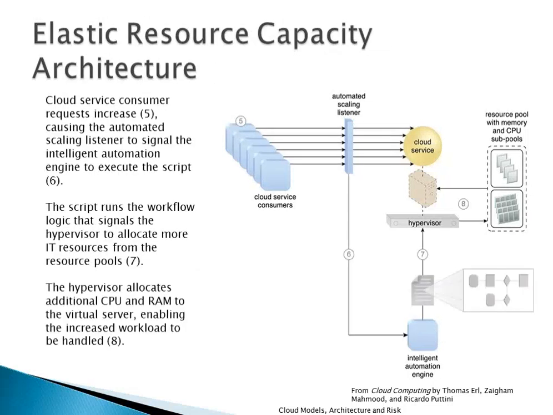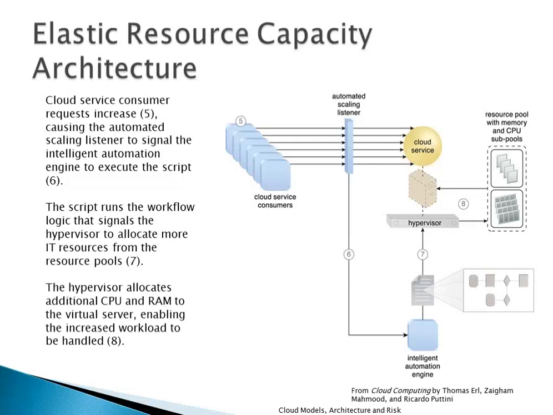So we start the requests increase, so the demand goes up. The scaling listener now signals to the automation engine on the right-hand side and says, we need some additional resource, we need to run the script. Okay, the script runs the logic that signals the hypervisor to allocate more resources from the resource pool. And then the hypervisor puts in additional CPU and RAM to the virtual server, and so increases the capacity so that the workload can be handled.